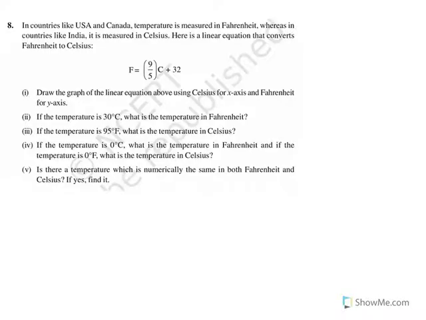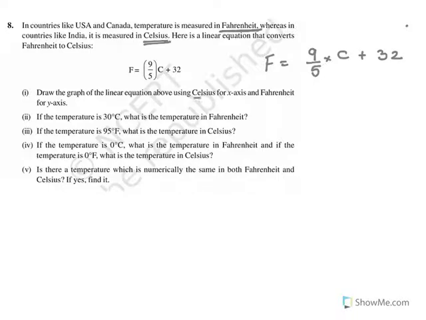In a country like the USA and Canada, temperature is measured in Fahrenheit, whereas in countries like India, it is measured in Celsius. Here is a linear equation that converts Fahrenheit into Celsius. So here they've given like Fahrenheit is 9 over 5 into Celsius plus 32. It's just like what we did for Kelvin. Kelvin was Celsius plus 273. That equation gave us a relationship between Kelvin and Celsius. Here we have a relationship between Fahrenheit and Celsius. So we need to draw this graph.